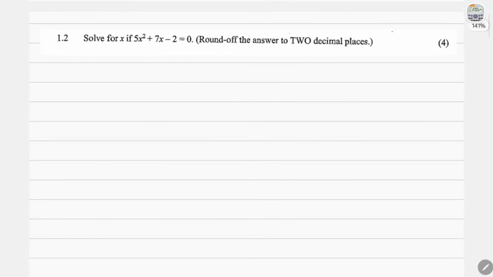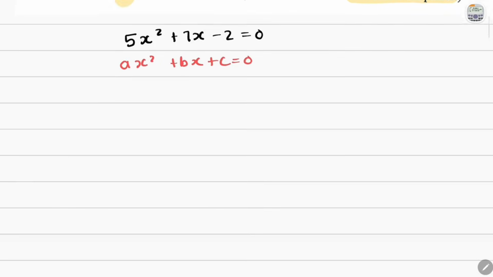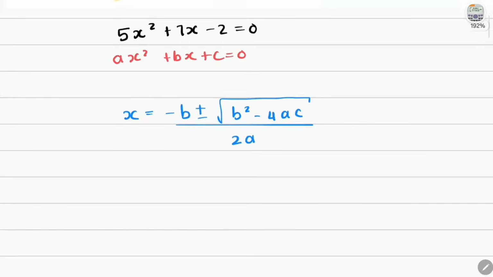Question 1.2 says, solve for x if 5x squared plus 7x minus 2 is equal to 0, and you need to round off your answers to 2 decimal places. So this means that we are going to use the quadratic formula. So do you see how our equation 5x squared plus 7x minus 2 equals 0 is already in the standard form of a quadratic equation? Okay, it's in the form of ax squared plus bx plus c equals 0.